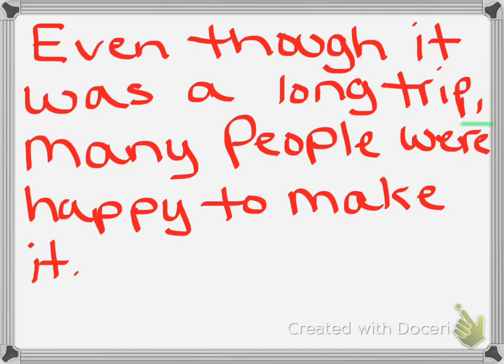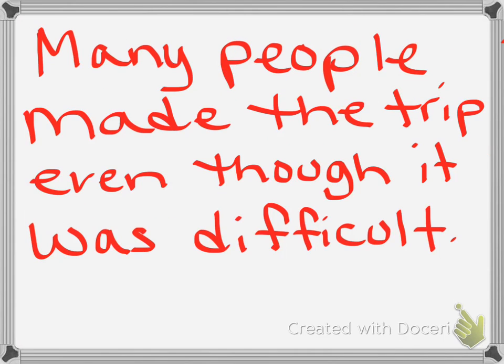Here's an example. "Even though it was a long trip, many people were happy to make it." You can see that I put a comma between "a long trip" and "many people" because "even though it was a long trip" is not a complete sentence.